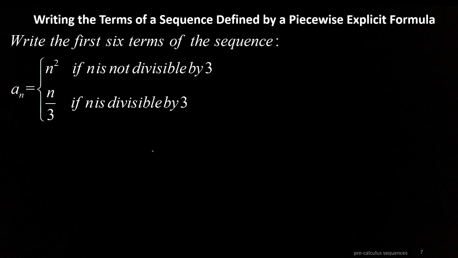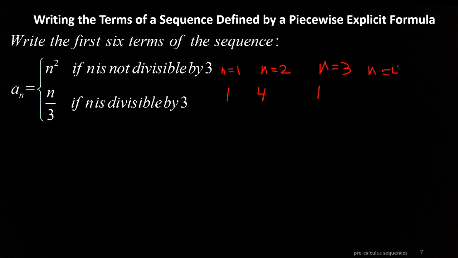All right, here's another one which is like a piecewise function. Here it says a sub n has two formulas. If the number n is not divisible by 3, use this. If it's divisible by 3, use this. So we start with n equals 1, then I'm going to have to use this. So 1 squared is 1. When n equals 2, 2 is not divisible by 3, so I put 4. When n equals 3, well, 3 is divisible by 3, so I use this one. So 3 over 3 is 1.